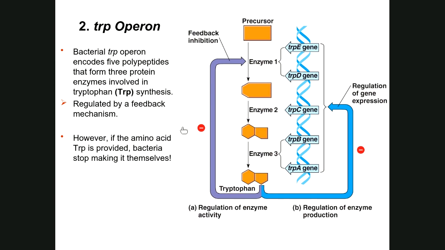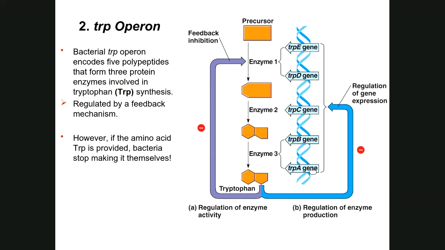For the trp operon, this is the second operon that is a repressible operon. The repressible operon encodes for 5 polypeptides. In other words, it has 5 genes, which they show you here: trpE, trpD, trpC, trpB, trpA. I will not test you on their names. What I want you to know for the trp operon is that it has 5 genes.